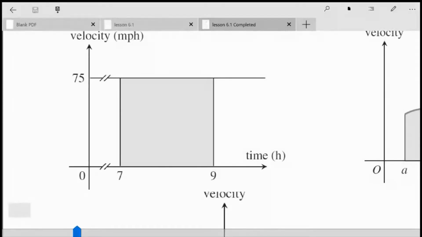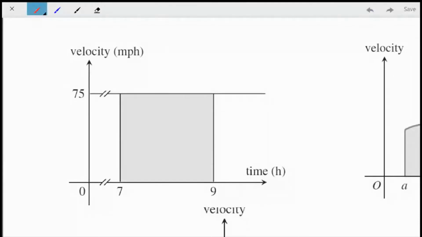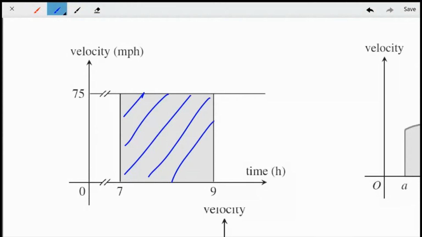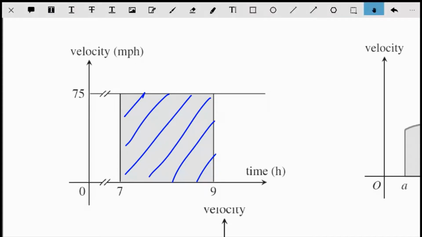Well, that 150 miles is actually what the area of this square is, or actually this rectangle. It looks like a square, but it's actually a rectangle. So you can see the base is 2 and the height is 75. So that's essentially what we're doing when we take an integral. We're finding an area between a curve and the x-axis. Well, that's pretty easy to do when you have really, really simple constant functions like a constant velocity.